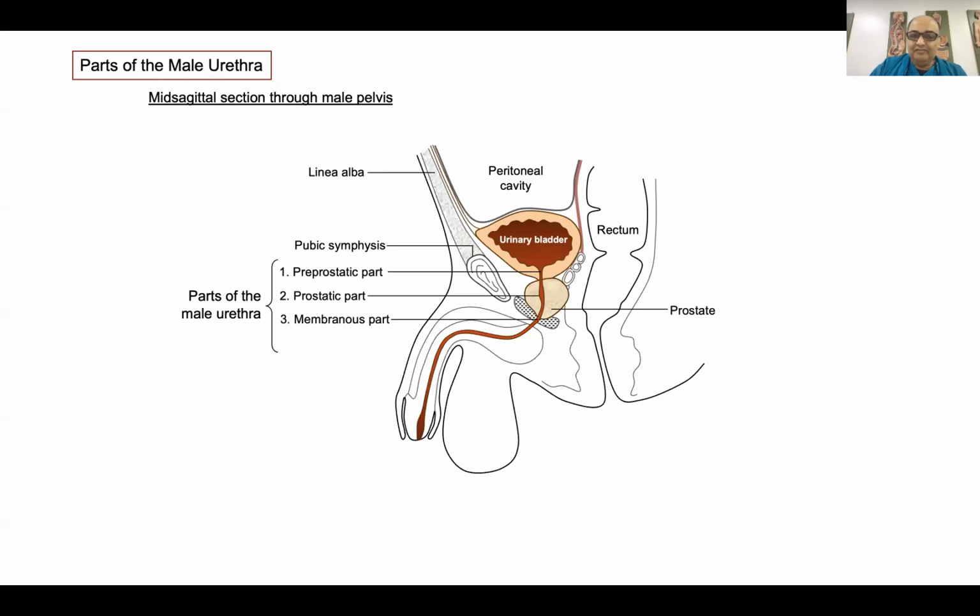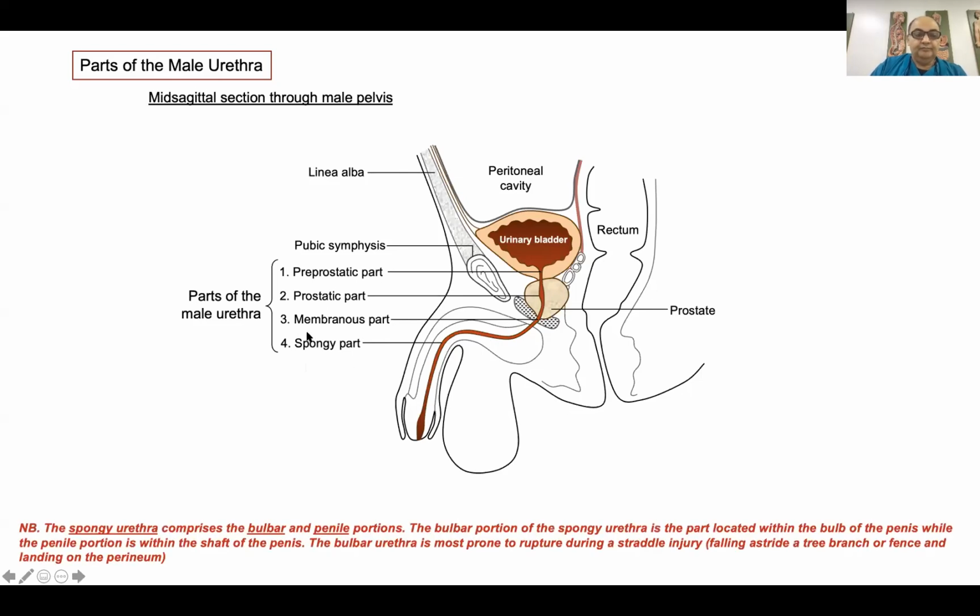So simply we have said what? Now spongy will be bulbar and penile. We are good with that. So that has been written here. The spongy urethra comprises the bulbar and penile parts. The bulbar part is more concerned with the straddle type of injury. It lies horizontally, and the penile part is the longest part, and it is usually in a vertical location.